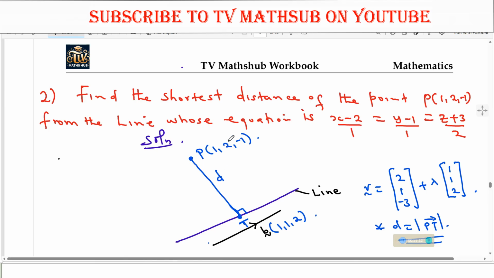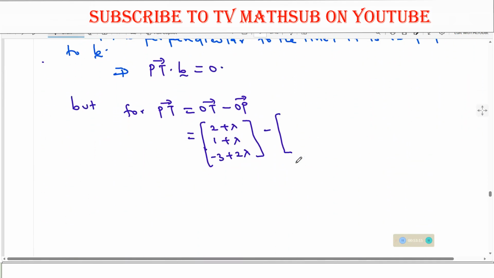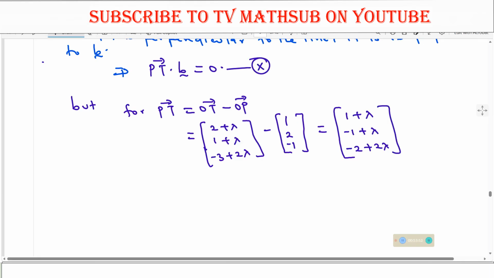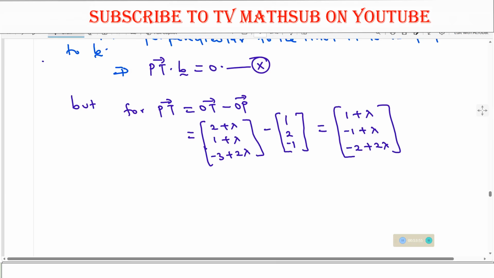And the OP is (1, 2, -1). This will give us 2 minus 1 plus lambda, 1 plus 1 plus lambda. Then this will give us negative 1 plus lambda. And this last one will give us negative 4 plus lambda, 2 lambda, which is negative 2 plus 2 lambda. So we know that PT dot B will give us 0.